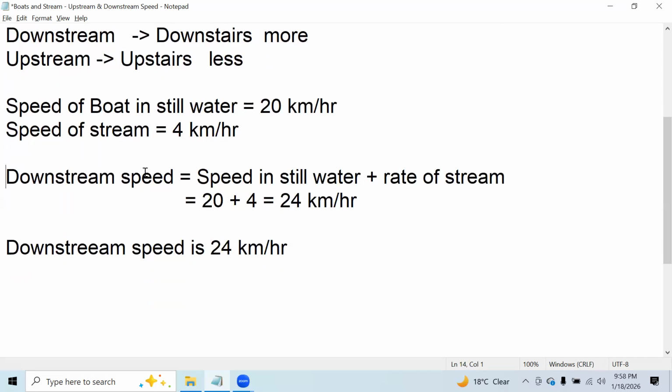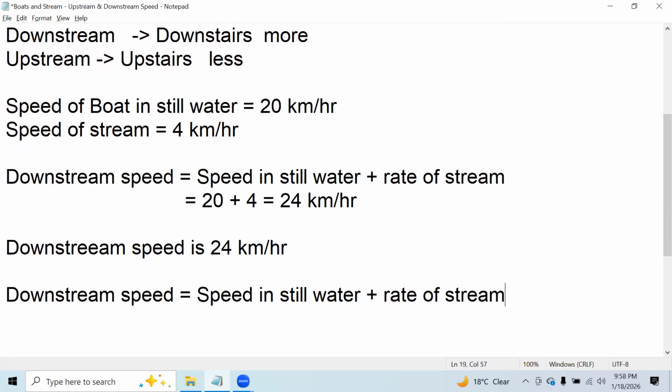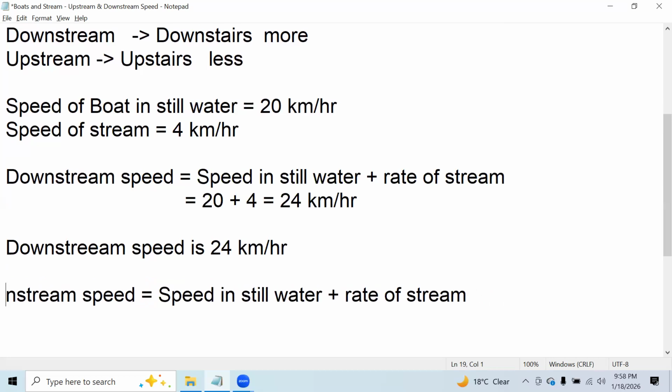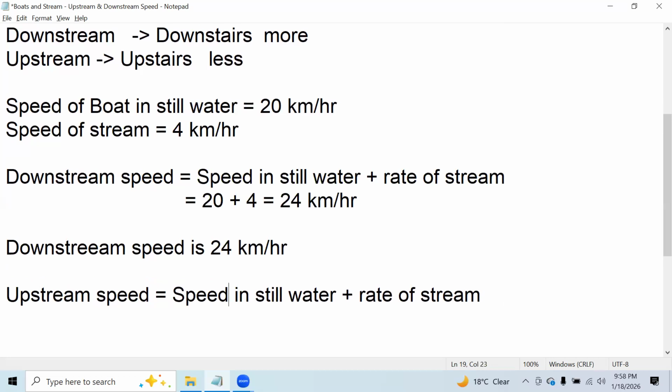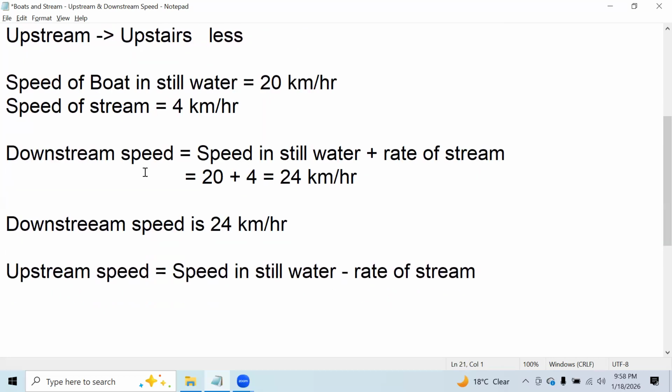Now, if you want to find out upstream speed, it is just similar to downstream speed. Only, we know that in upstream, our speed is going to get reduced. So speed in still water minus rate of the stream, because you are going against the stream. Whenever you are going with the flow or going with air, your speed will definitely increase. But if you are going against air or against water, your speed will definitely reduce, because you need to put in some extra effort. You can just imagine this with upstairs and downstairs. Or if you are driving down the slope, your speed will increase. If you are going up the slope, your speed will definitely reduce.